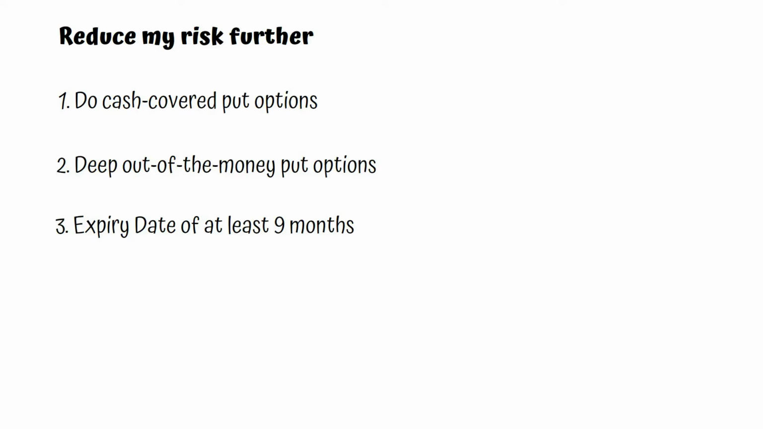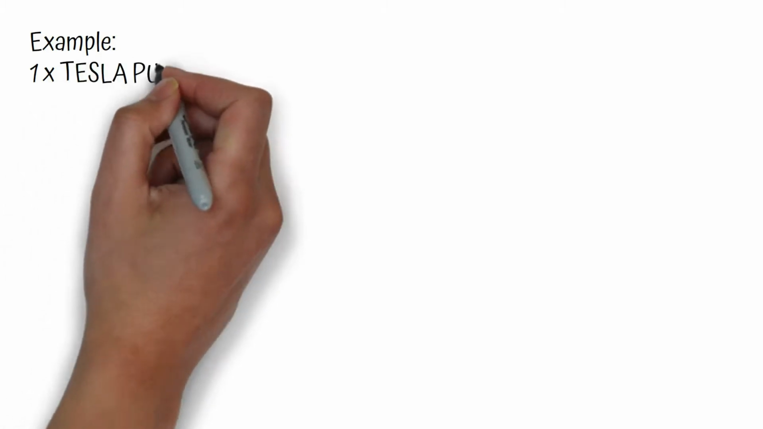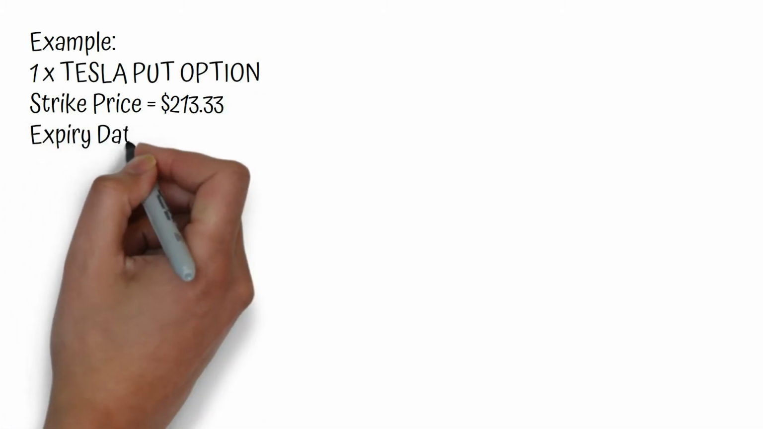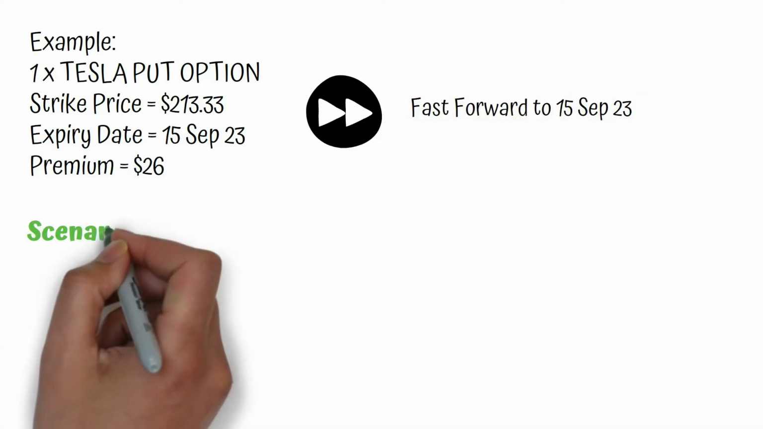There are three possible scenarios with a cash covered sell put. Let's assume that we sell one Tesla put option at a strike price of $213.33. And the expiry date is 9 months later, say 15th of September 2023. The premium is $26.